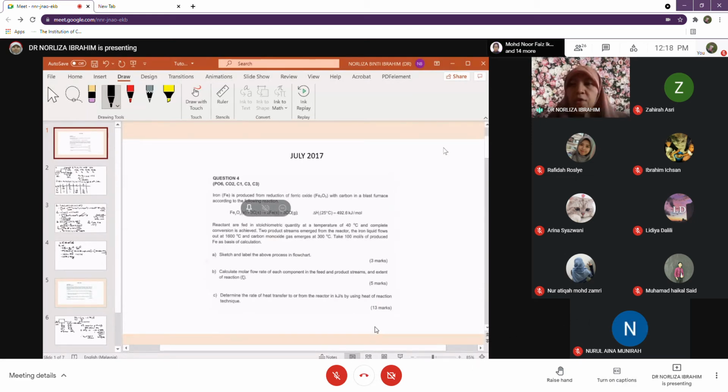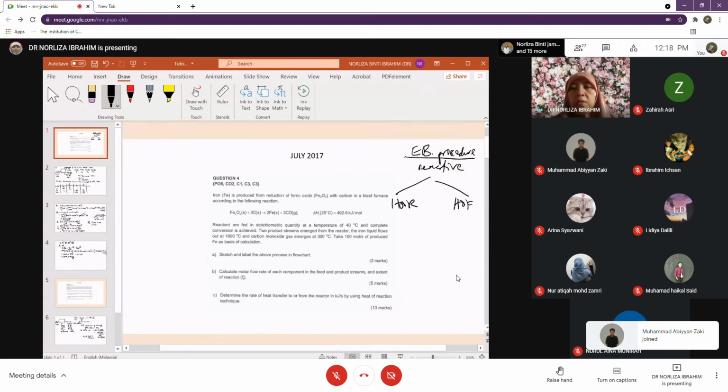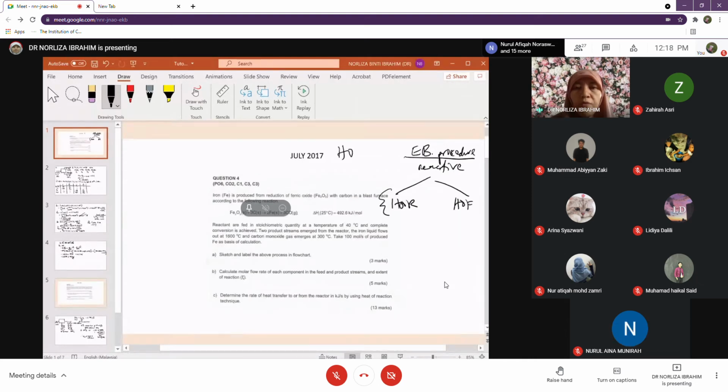If you refer to the video I posted, you have two methods for the energy balance procedure for reactive systems: the heat of reaction method and the heat of formation method. Don't confuse these two methods with the heat of formation and heat of combustion used to calculate the heat of reaction.